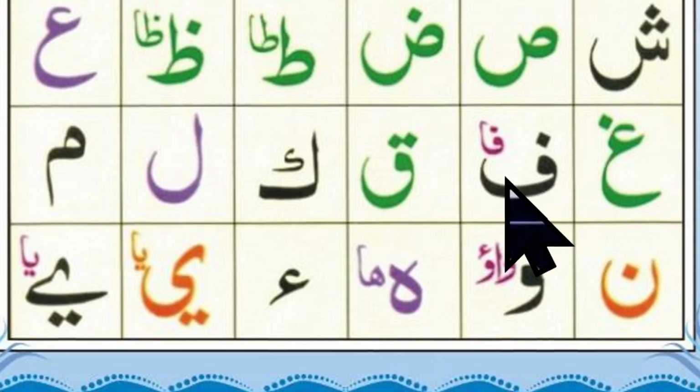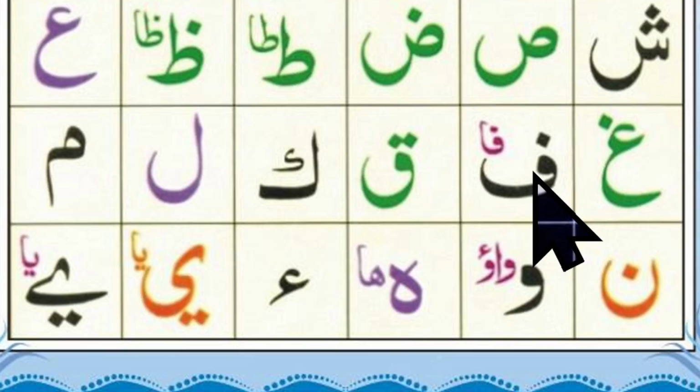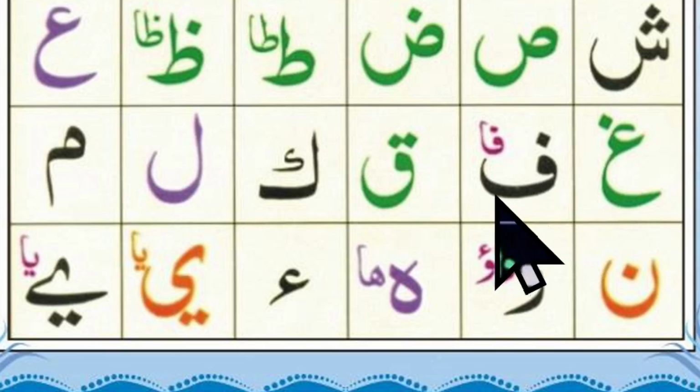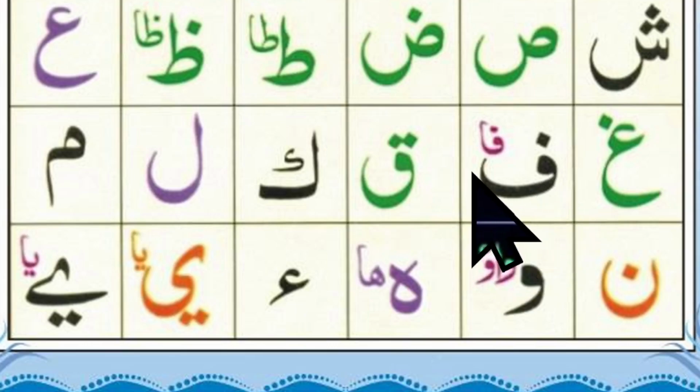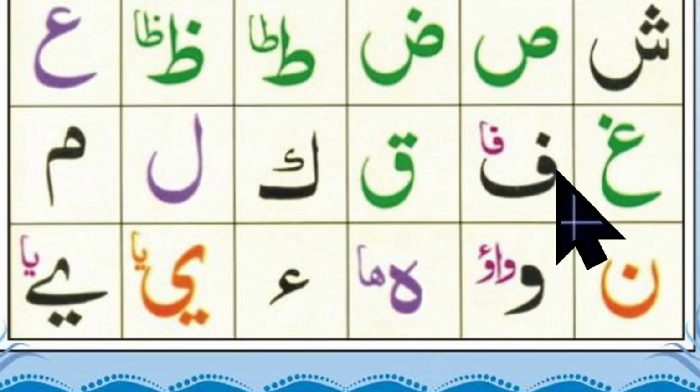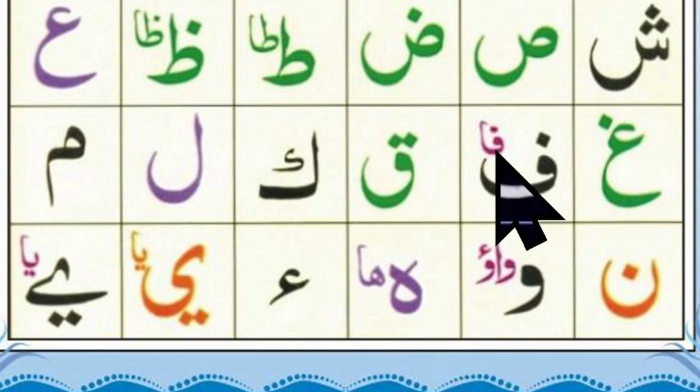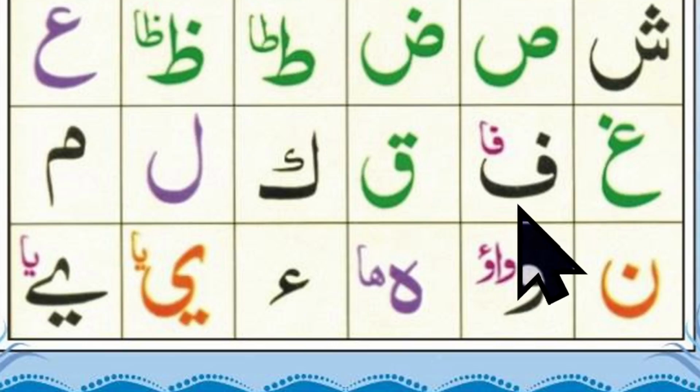And the next one, that's called Fa. Fa is one dot on the top with the shape of Wow on the top, and the down looks like Ba, but with the dot on the top. So that will be Fa, Fa, Fa.